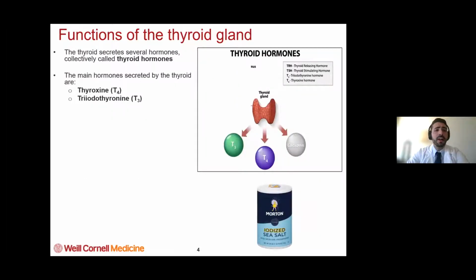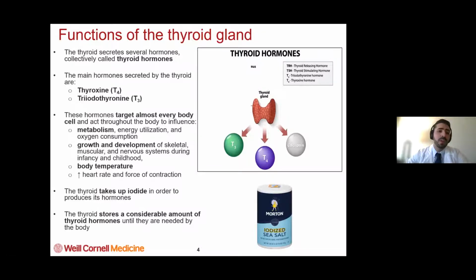So, normal function of the thyroid gland. The thyroid secretes several hormones that collectively are called thyroid hormones. The main ones that you'll hear are thyroxine, also called T4 for short, and triiodothyronine, or T3 for short. You see here in the diagram on the right, the thyroid gland secreting T4 and T3. It also secretes another hormone called calcitonin, but disorders of calcitonin are not very common and are a little bit beyond the scope of what I want to focus on today.